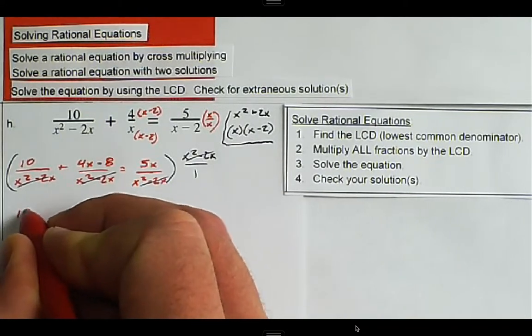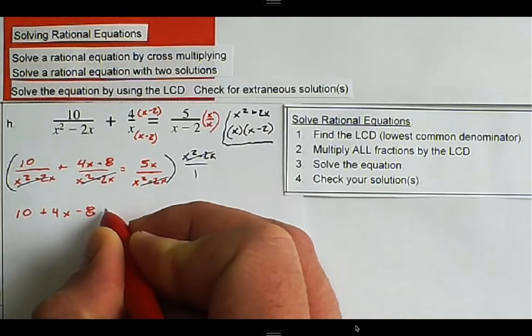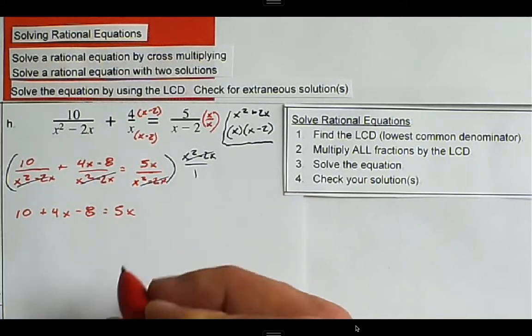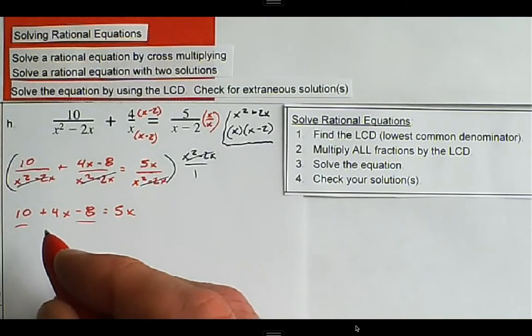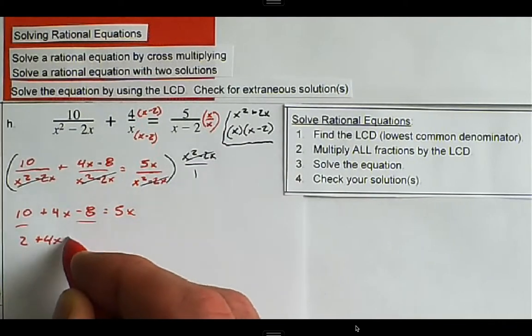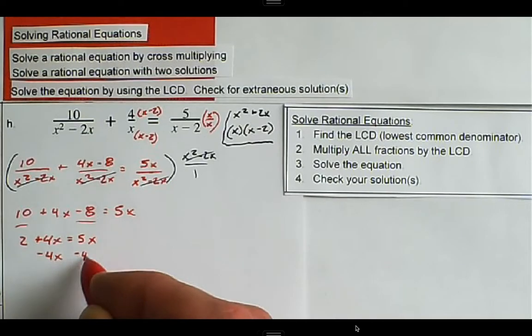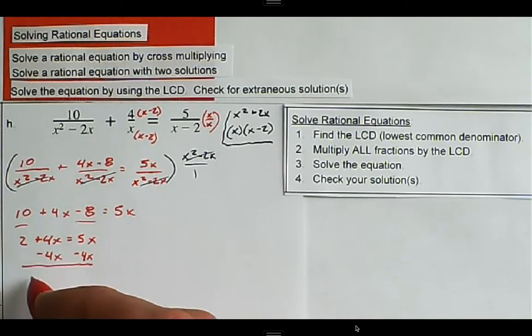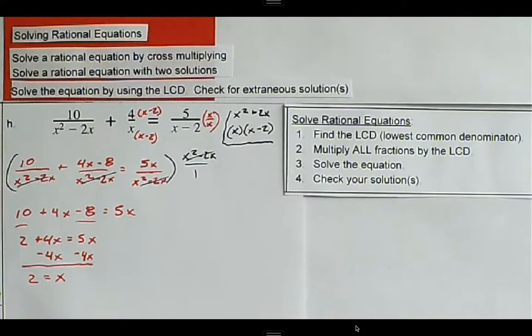So we're left with 10 plus 4x minus 8 is equal to 5x. So we can combine our like terms here, and then we get 2 plus 4x is equal to 5x, and we can subtract 4x, and then we get 2 is equal to x. And then we just have to check to make sure that that will work. So we can substitute it back into the equation.